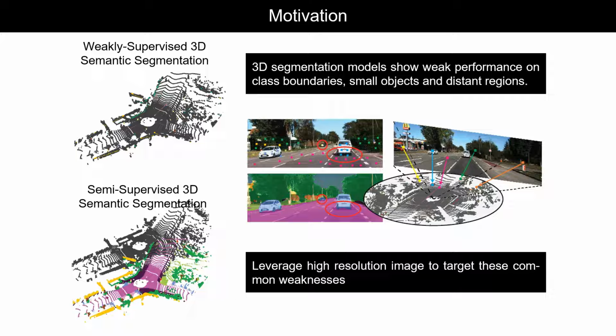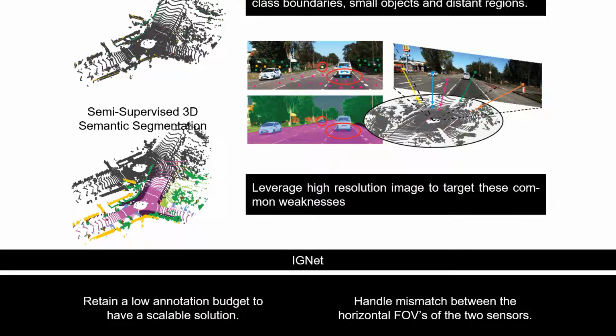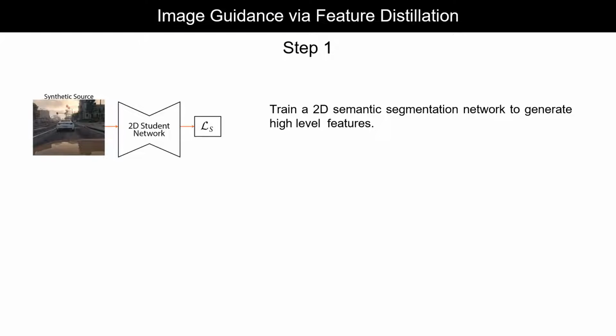Here, we will present IGNet, a 3D network that leverages image guidance while not only retaining the data-efficient setting, but also handling the mismatch between the horizontal field of views of the two sensors. IGNet is trained in 2 steps. We begin by training a 2D semantic segmentation model to generate per pixel high-level features that better capture shape and context for sparse regions. By training on synthetic data, we avoid introducing additional annotation costs.